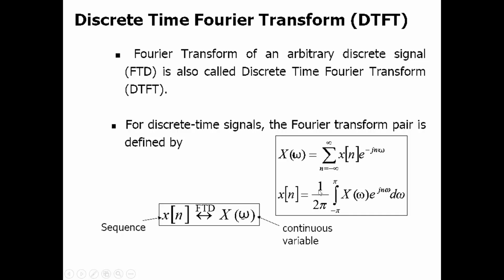And this scaling factor, as I already explained, whether placed here or here, the total multiplication of the scaling factor should come to 1 over 2 pi. So if it is 1 over 2 pi here, it has to be 1 in the other place. In some books you will see various ways to represent the Fourier transform pair.